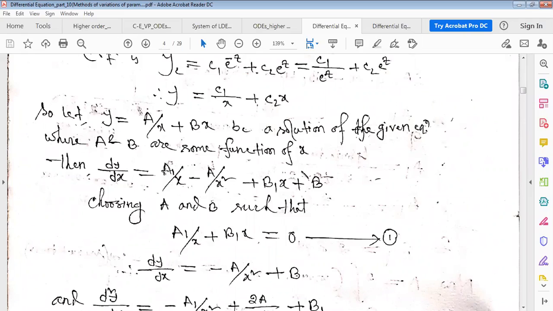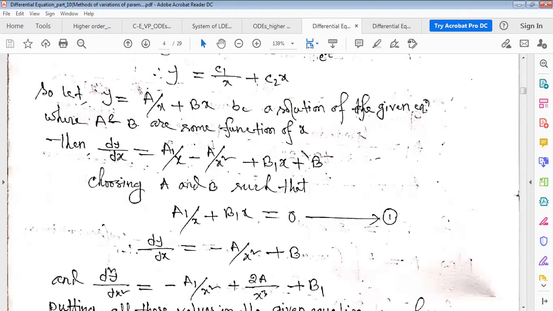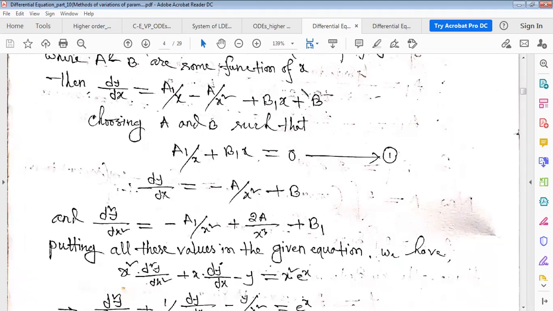So A into the differentiation of 1/x, which is minus 1 by x square, and 1/x into the differentiation of A, which is A1. Similarly, we get B1 into x plus B into the differentiation of x, which is 1, so only B. Now choosing A and B such that this B1 x and this A1 by x will be 0. Okay, so dy/dx will be?